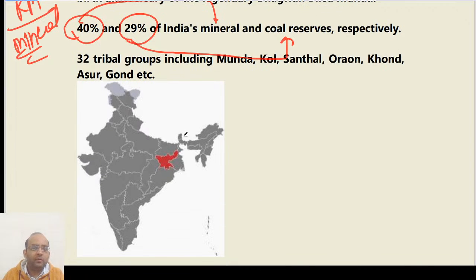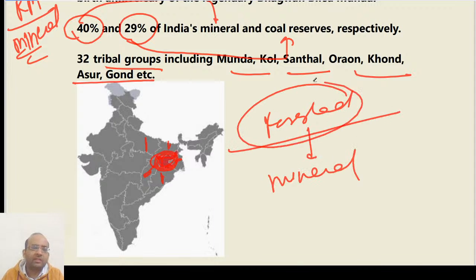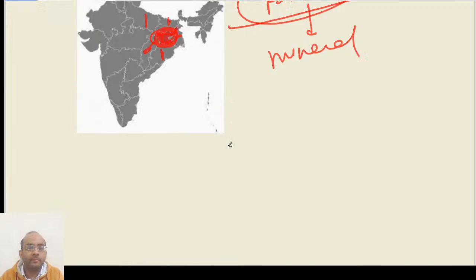And see this, you can see Jharkhand on the map. I think you are well aware that Chhattisgarh, UP, Bihar, West Bengal, and Odisha all border it. And there are 32 tribal groups, including Munda, Kol, Santhal, Oraon, Khond, Asur, etc., living in Jharkhand. So basically, it is a highly forested area, and below this forest there are minerals. And in this forest, these tribals live.